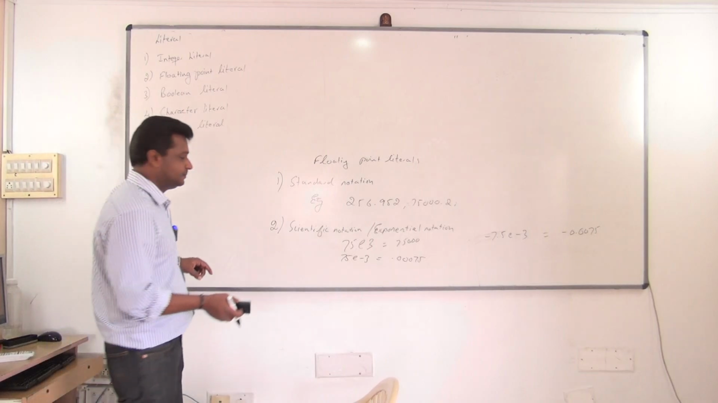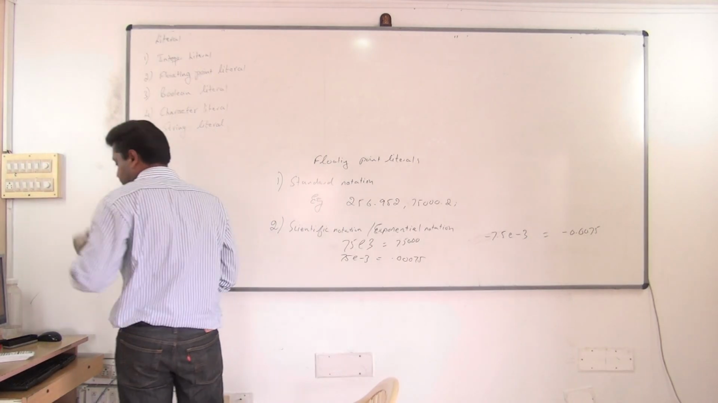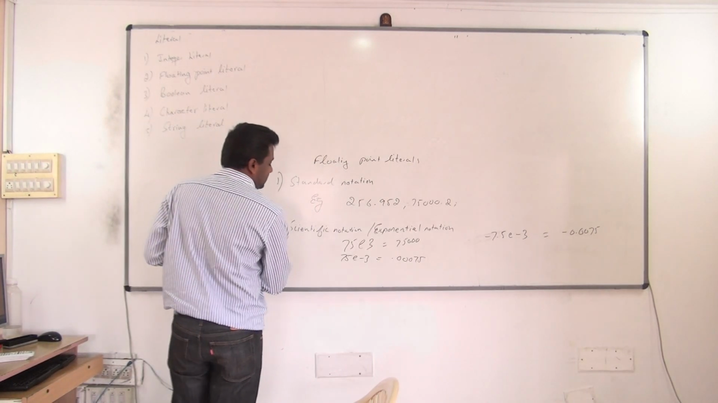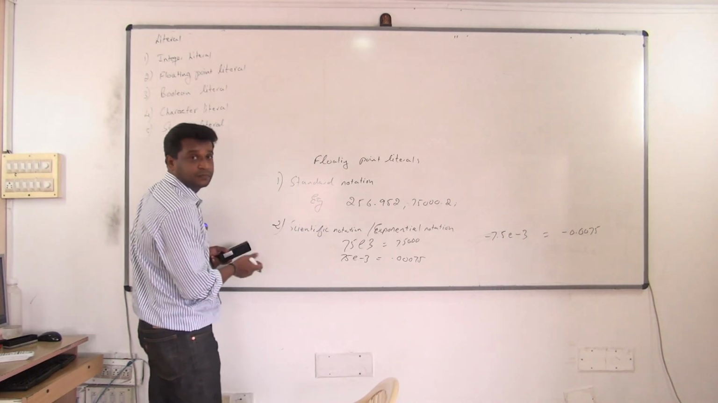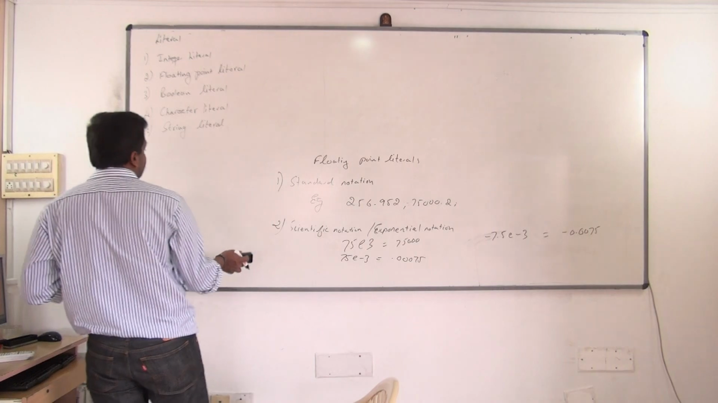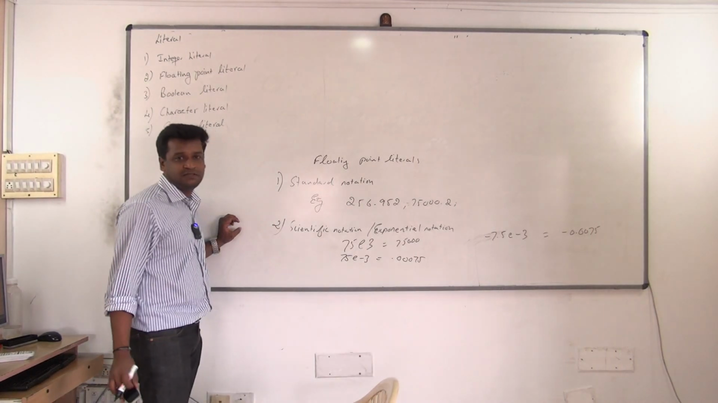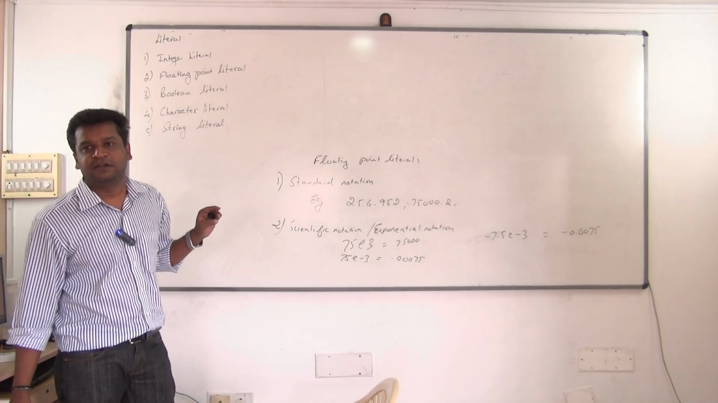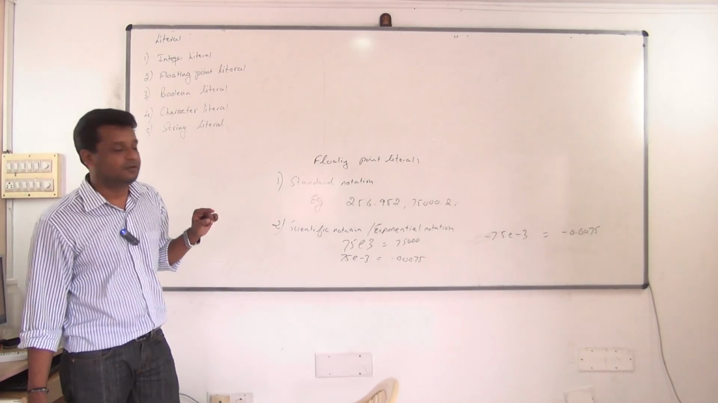Boolean literal now. Next. Shall I clear this? Boolean literal. Next one. There are only two types of Boolean literals, which are true and false. That's it.